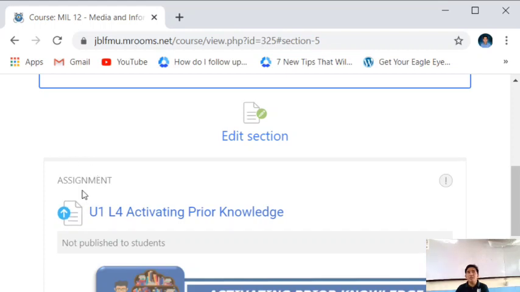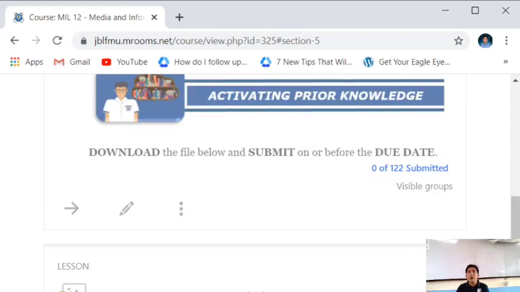Now, here is the instruction. Do not answer the activating prior knowledge part because I know that it will be too hard for you, since you need to download the file and submit it directly. So I just decided for you not to answer the activating prior knowledge part. Did you get it? You will not answer it.